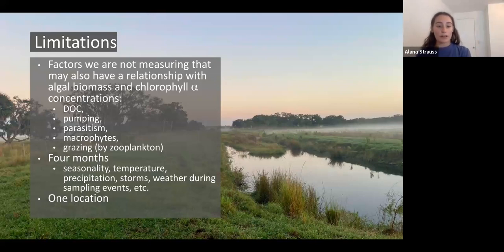And then we also did not account for parasitism, macrophytes, and grazing by zooplankton, which can all affect phytoplankton counts. We also only looked at 4 months, so we're not accounting for seasonality. We're not accounting for those super high temperatures that we see in August and September. We're not accounting for hurricanes and rainy, stormy events that happen during the wet season. And we're also looking at one ranch within the South Central Florida region. This can't be representative of every single ranch here, so just keep that in mind.